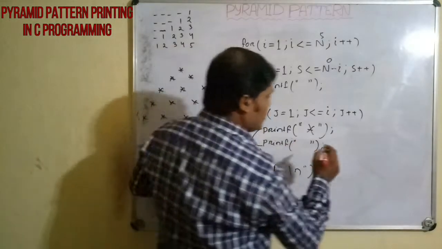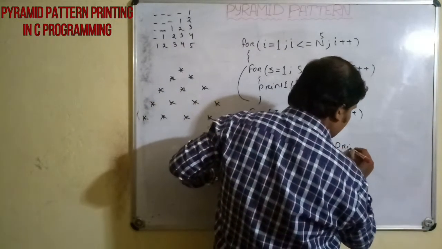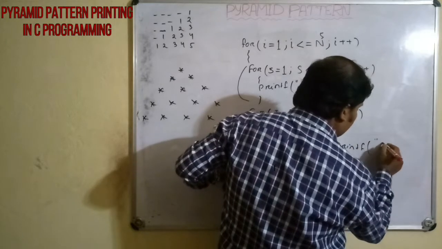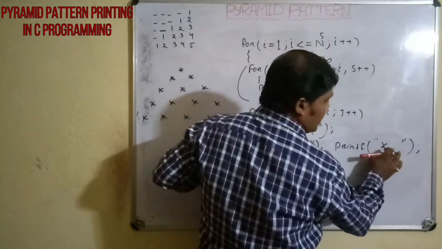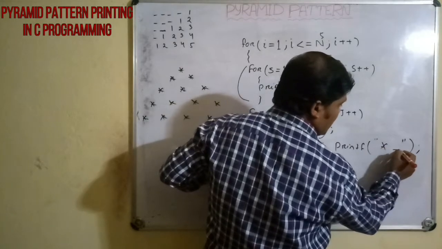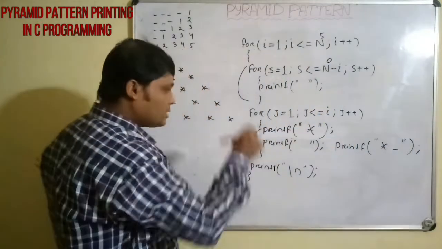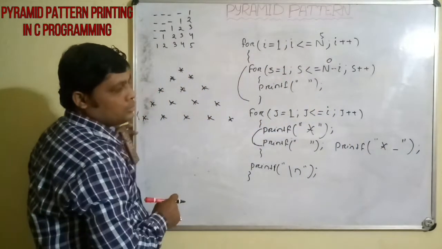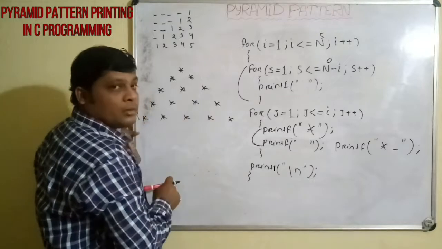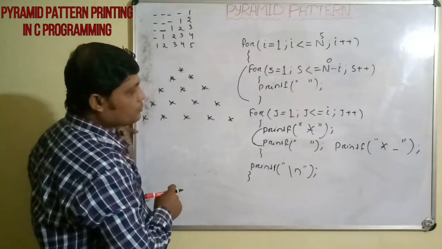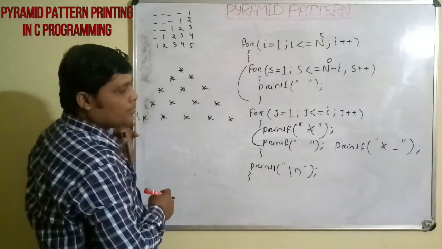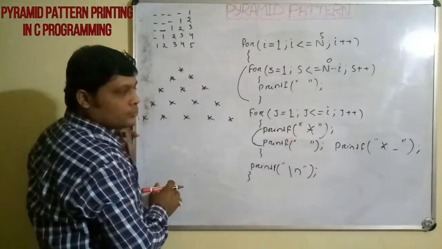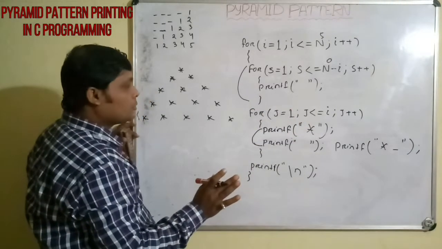Instead of writing these two lines, you can write like this: printf star, then 1 space. Here you will give space, no hyphen. I am giving a hyphen, but this is space. You will just click once on the space bar. Clear? So star space is the same as this. Understood?